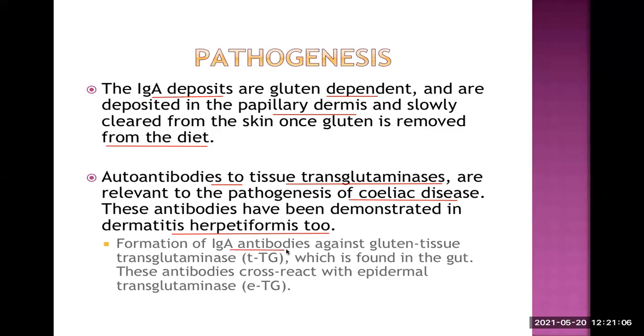Formation of IgA antibody against gluten sensitive or gluten tissue transglutaminase, which is known as TTG. TG is for transglutaminase, and the small t is for tissue, which is found in the gut. These antibodies cross-react with epidermal transglutaminase. Epidermal means skin cell. That's why dermatitis herpetiformis involves the skin.